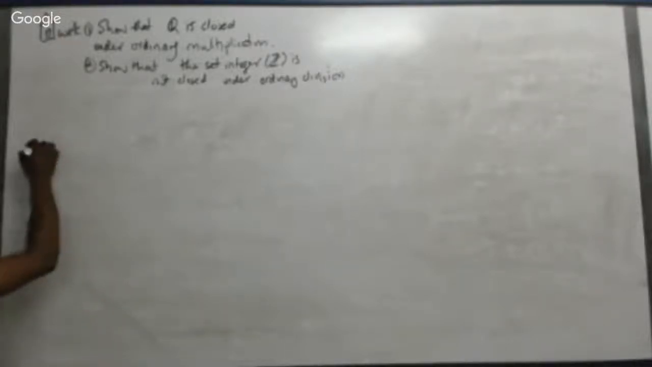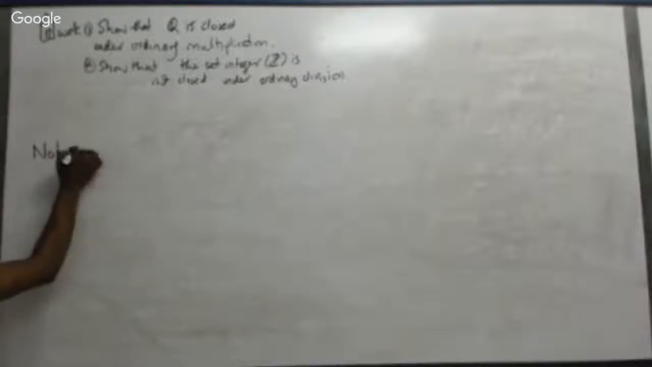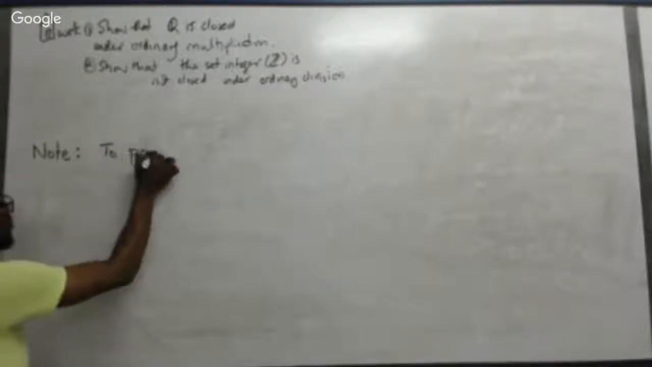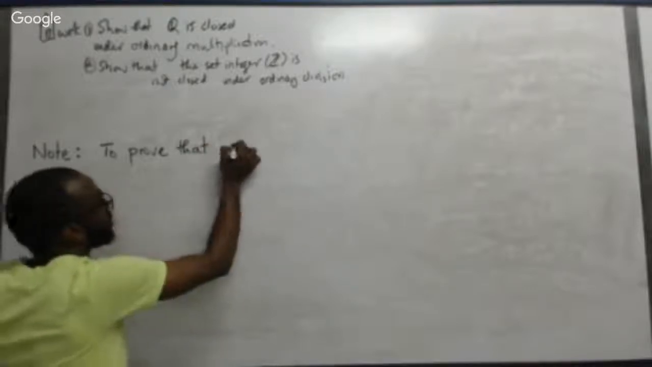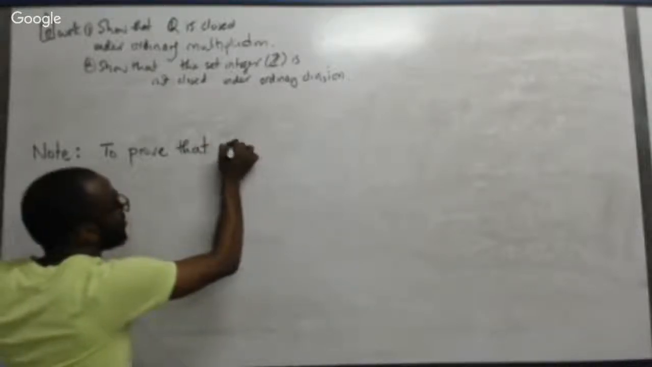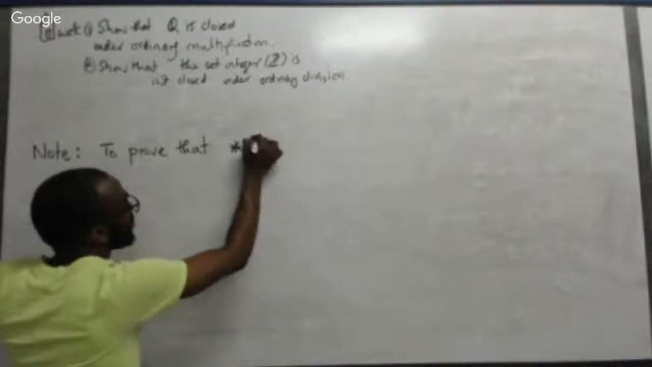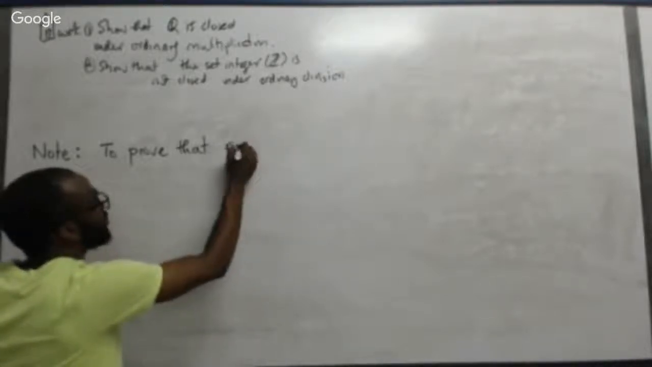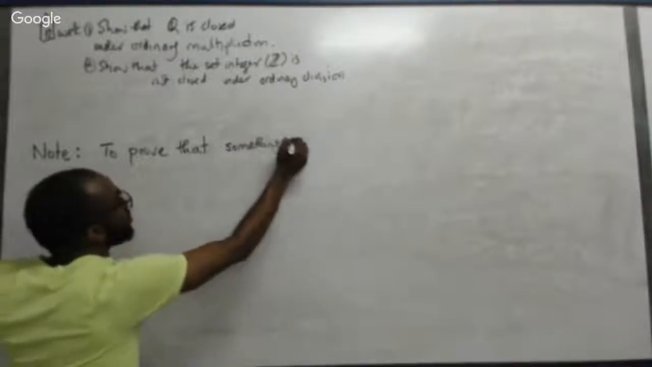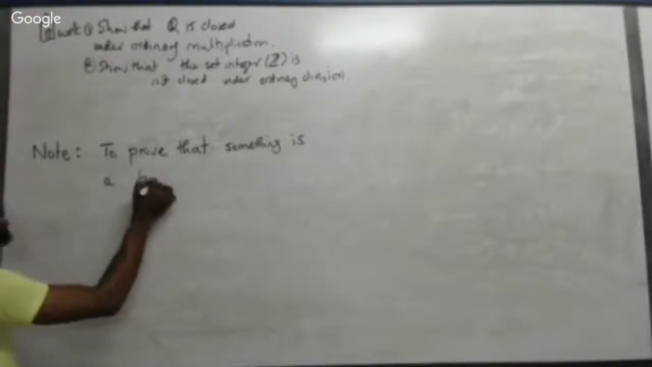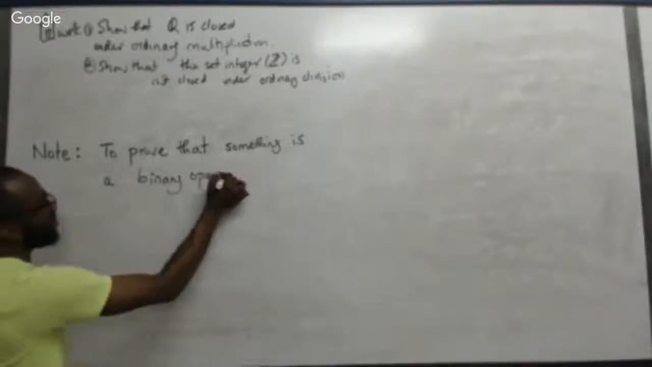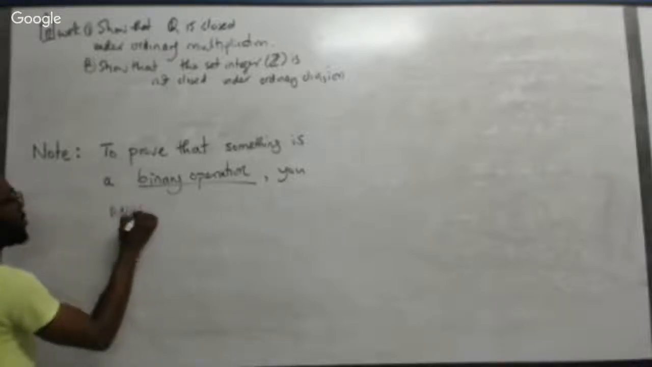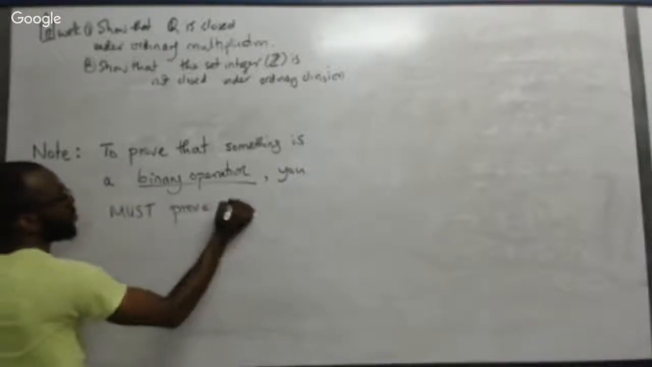You write out the homework, right? Note: to prove that asterisk is a binary operation, you must prove closure.